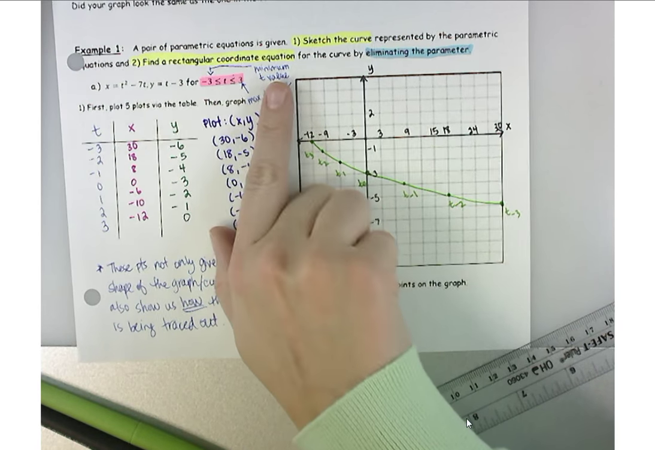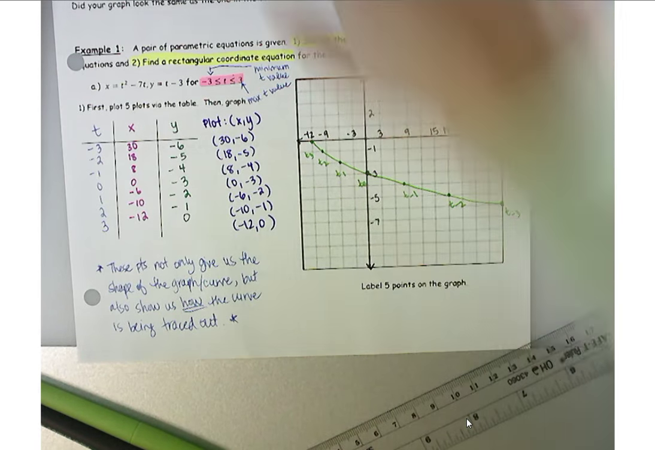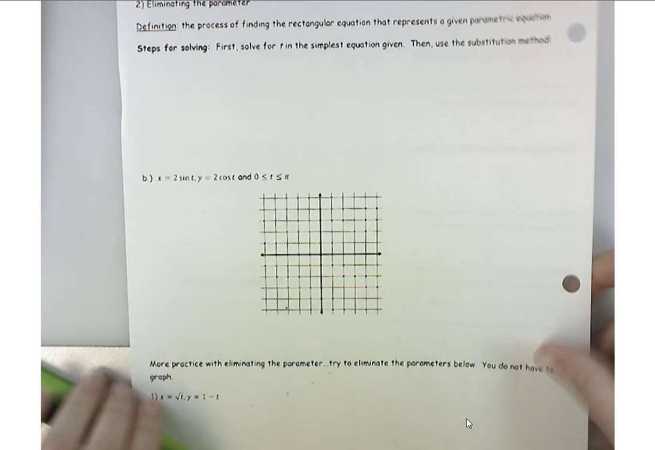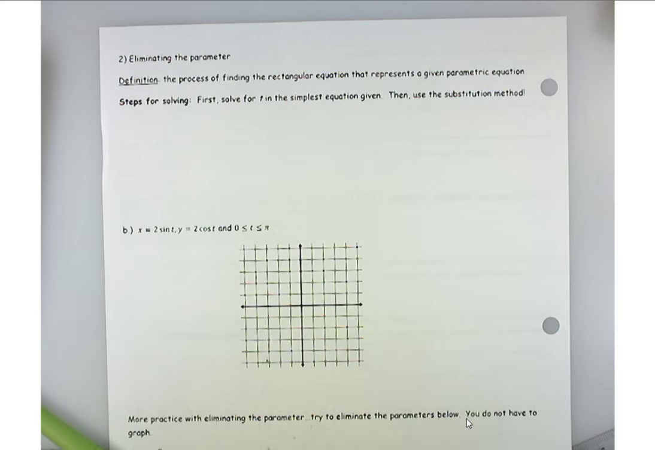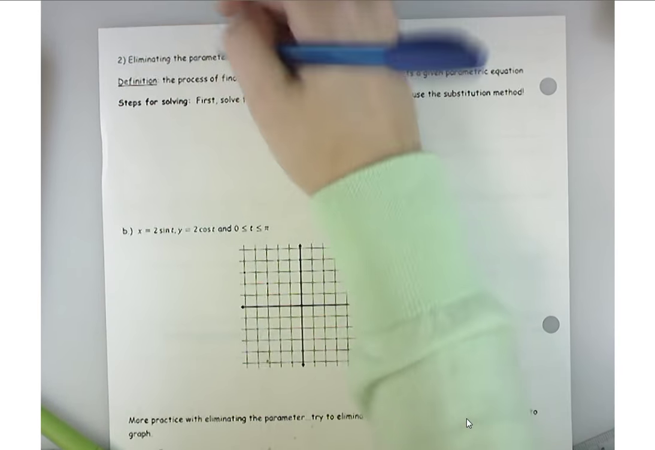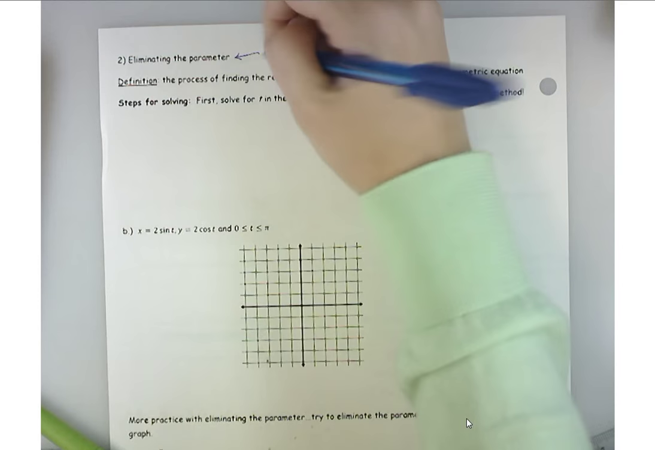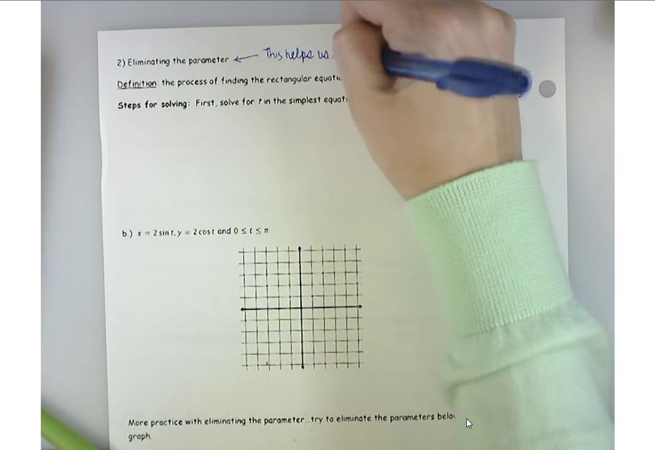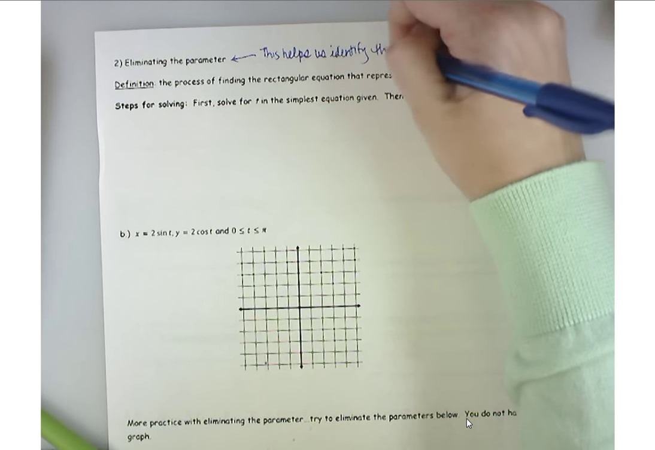All right, and then now we're going to go to step 2, which is finding a rectangular coordinate equation by eliminating the parameter, which I like because this is more algebraic. And algebra is my jam, as I like to say. So for eliminating the parameter, what this is going to help us do is identify the shape of the curve too.